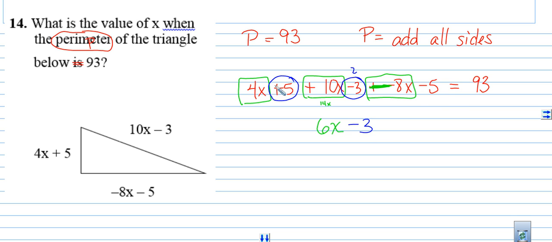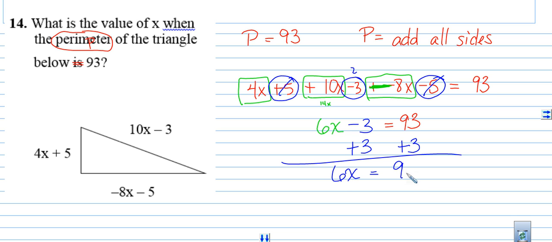Also you could have done it this way. 5 minus 5 is 0, and that leaves you with negative 3. Either way you can look at it. And that still equals 93. Well, now it's just a two-step equation, so you're going to add 3 to both sides. You have 6x equals 96. You're going to divide by 6. X is going to equal 16.